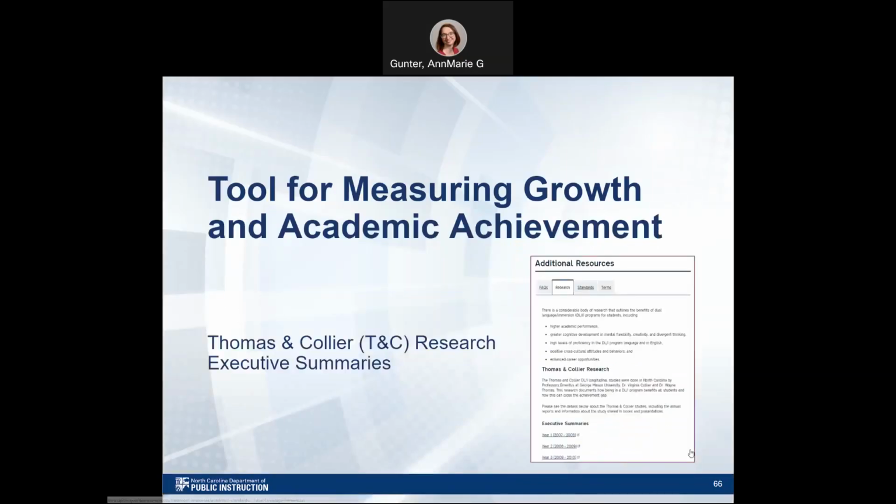Next, we're going to move on to a tool for measuring growth and academic achievement. We thought about a number of tools we could use here, but we wanted to present a tool, just like we did in the first section, that was readily available and free to everyone.